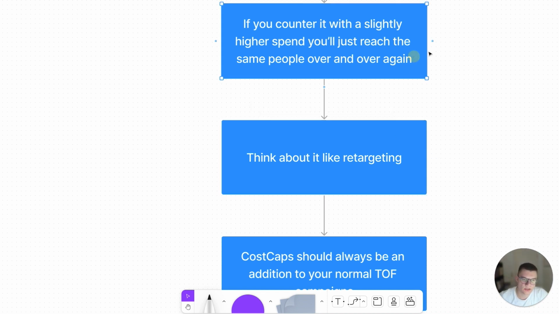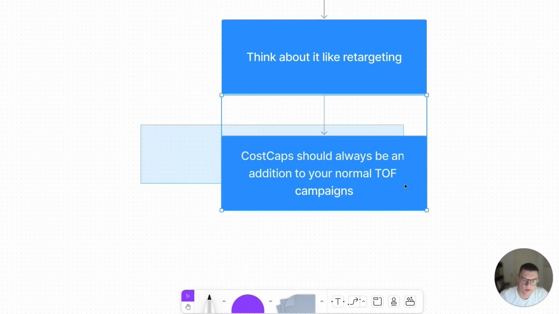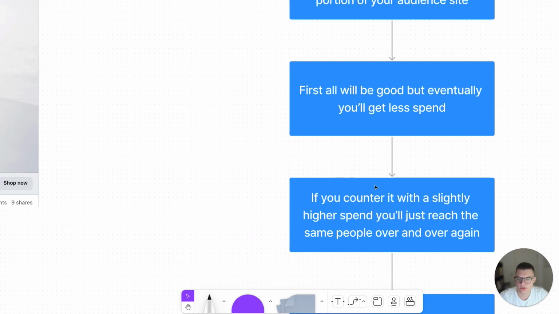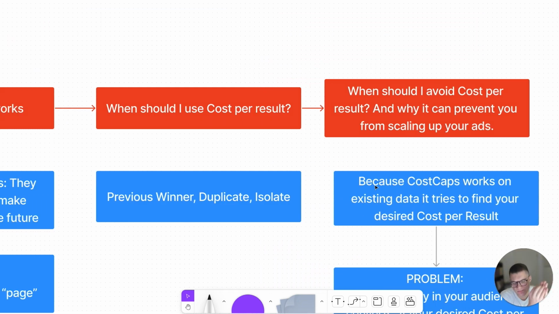So think about cost caps like a retargeting campaign. Don't just run cost caps. Your cost cap should always be in addition to your normal top of the funnel campaigns. And if you only run cost caps, eventually you will reach the same people over and over again. You won't get any spend, and if you get spend, it's most likely at a higher frequency compared to normal broad campaigns. So obviously, the question, with a super simple answer, is: when should you use cost per result?